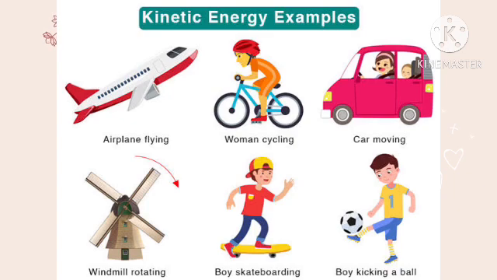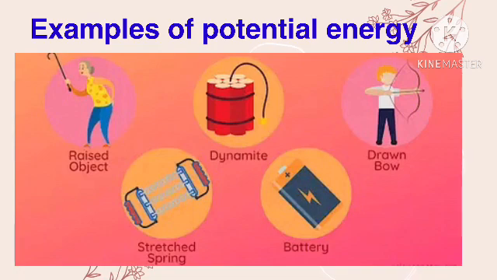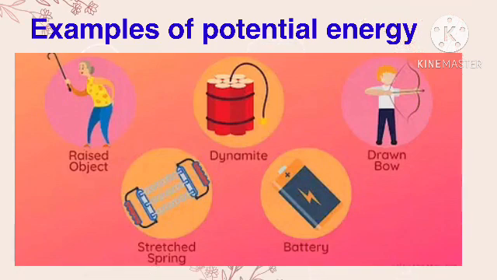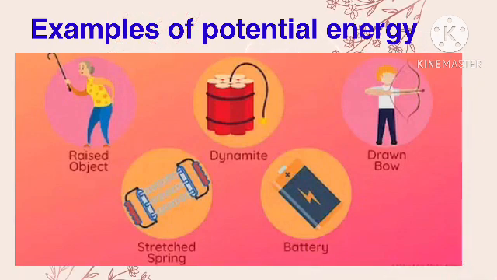What about examples of potential energy? These include a raised object, a dynamite, a drawn bow, a stretched spring, and a battery. All these are some examples of potential energy.